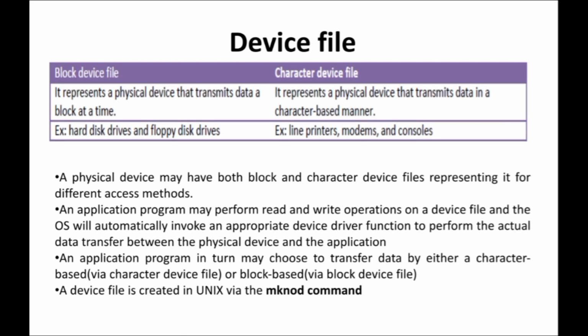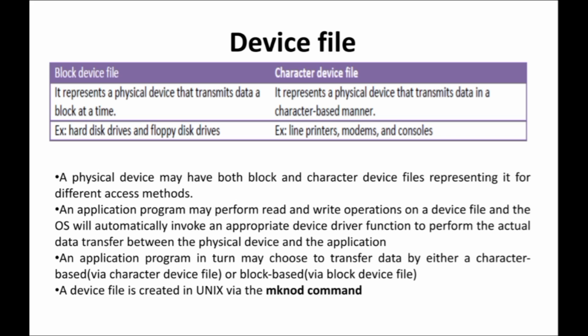Next one is a device file. There are two types of device files. One is a block device file and another one is a character device file. A block device file represents a physical device that transmits a data block at a time. So a block device file represents a physical device, for example floppy disk drives, CD disk drives. These are the actual physical devices. I'm considering the device as a file here.